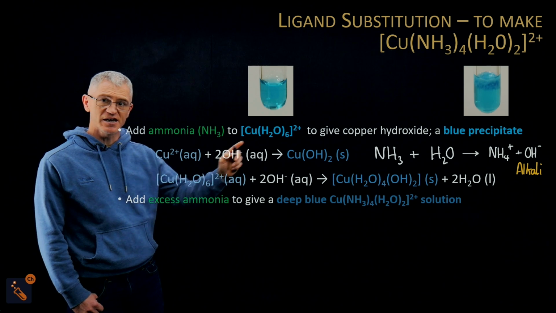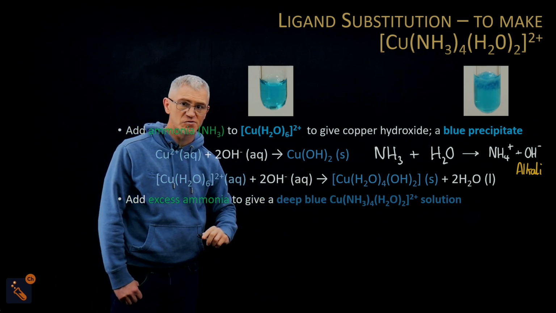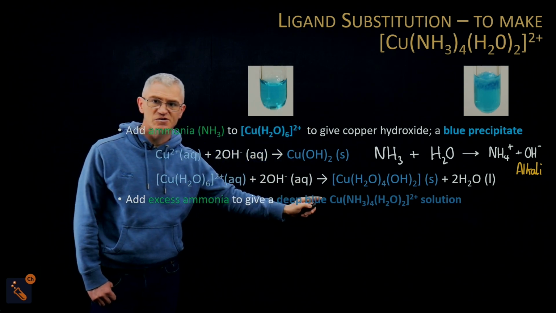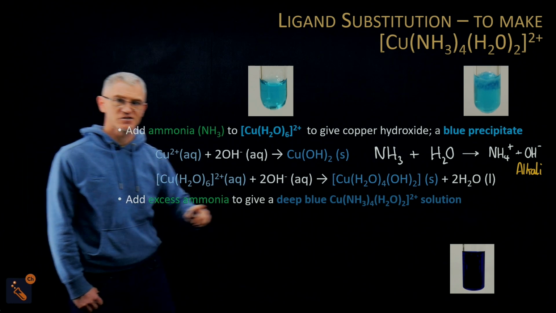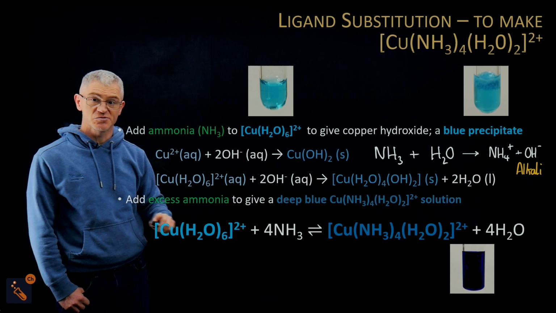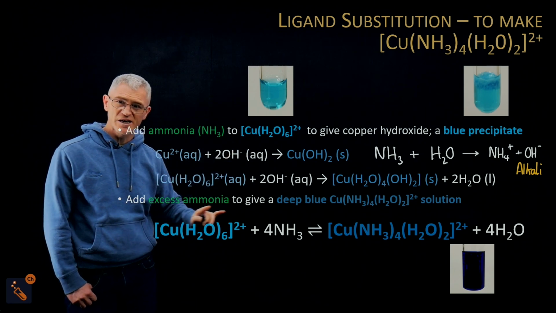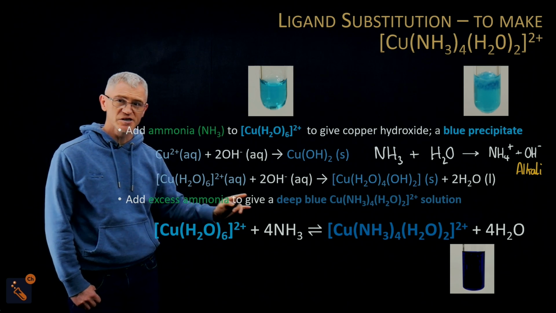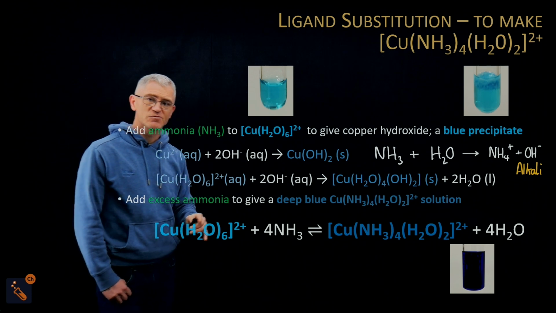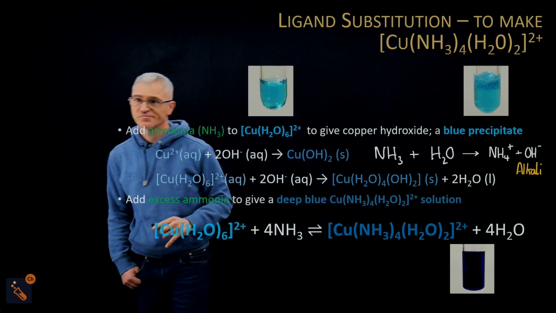Remember, it starts as copper with 6 waters, and we've substituted 4 of those to get this complex we have up there. And notice we've got a deep blue colour now as well. That's what it looks like down there, a very deep blue colour. So here's our equation that we need to remember. This is basically saying we go from here and we add loads of ammonia, which means we'll substitute 4 of them out. We get this deep blue complex, and we kick out 4 waters.